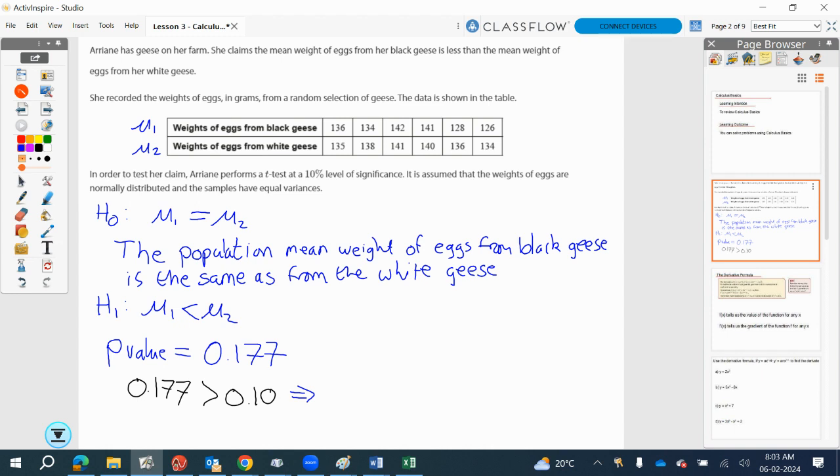What does this mean? Insufficient evidence to reject the null hypothesis. No, sufficient evidence to reject the null hypothesis. Why? It's higher. If the P is low, reject the null. But the P is big. Oh, yes. Never mind. I got so scared. The entire exam, and in the IA, I kept telling myself, if the P is low, reject the null.